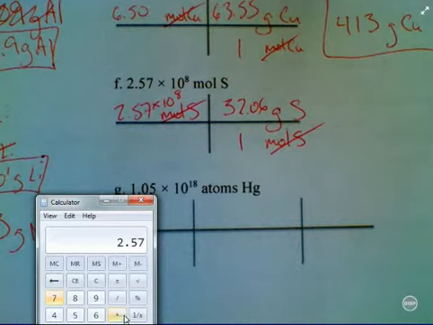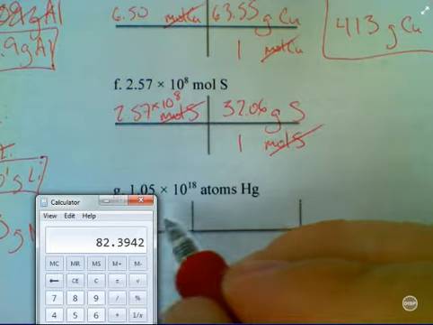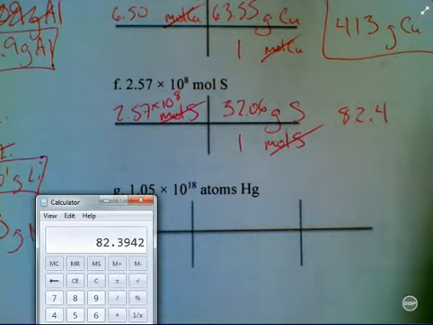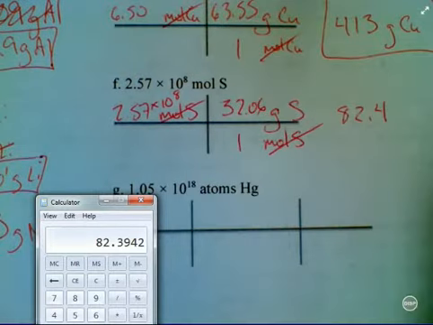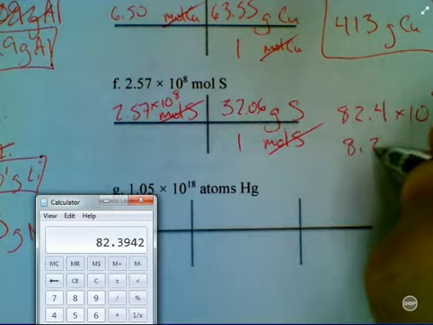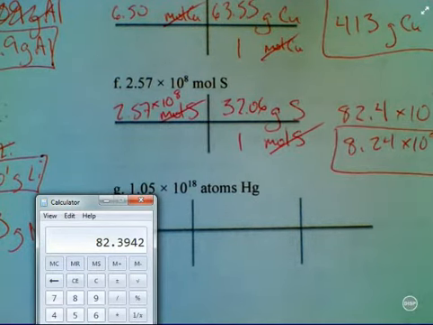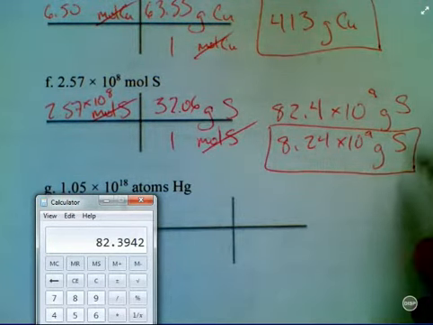2.57 times 32.06. Now I'm only going to want 3 significant figures here, so I'm just going to go ahead and round this to 82.4. But then I have my times 10 to the 8th, which isn't going to be affected because there aren't any other exponents over here, times 10 to the 8th grams of sulfur. But this isn't proper scientific notation, and it's not standard notation. So I'll either go 8.24 times 10 to the 9th. And that's probably going to be our best version, because putting that into a standard notation is going to be a really, really long number. So 8.24 times 10 to the 9th grams of sulfur.